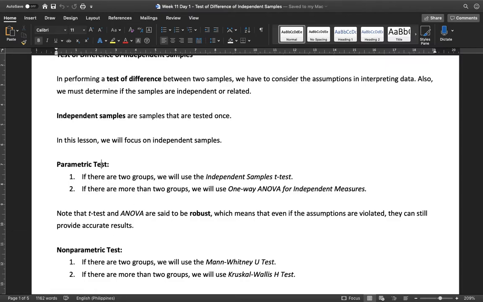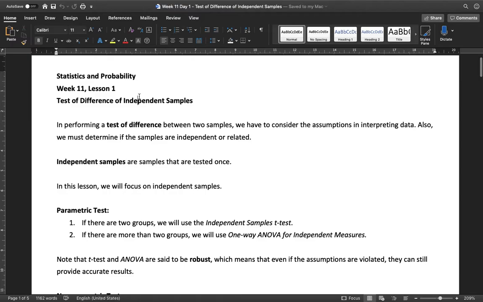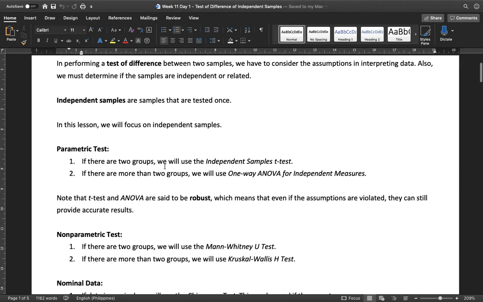Okay? So if there are two groups and the groups are independent and we compare the difference, we will use the independent samples t-test. Pero if there are more than two groups, we will use the one-way ANOVA for independent measures. So, ganun kapag we will use parametric test. Kapag dalawang groups, independent samples t-test. Kapag more than two groups, one-way ANOVA for independent measures.